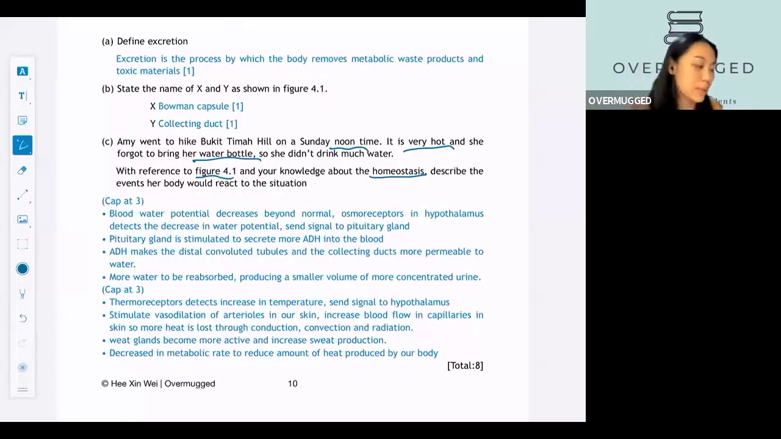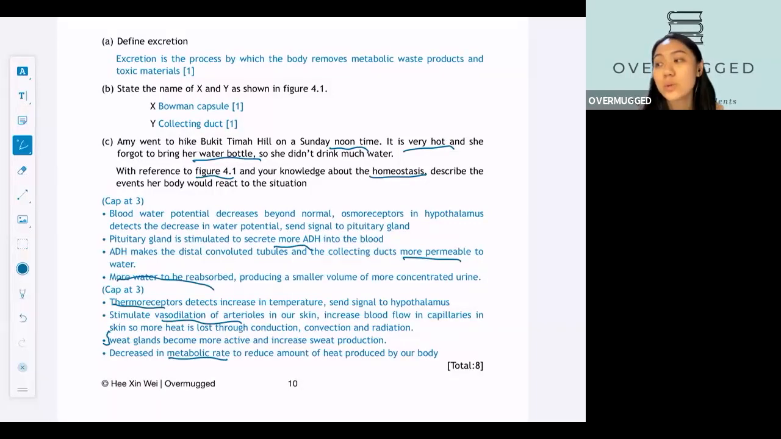When it's very hot, it is about all the skin changes, like your thermoreceptor, vasodilation, sweat glands, metabolic rate, all these things. So this is addressing the hot part. And then the drinking very little water part, you also have to address, which is that more ADH makes the kidney tubules and collecting duct more permeable, so more water is reabsorbed. So these are the two parts, and if you only manage to identify one, then you get half of them. So hopefully you did identify both.